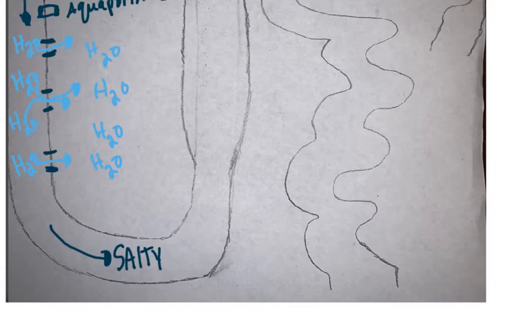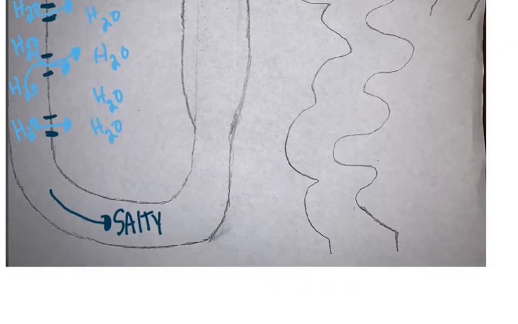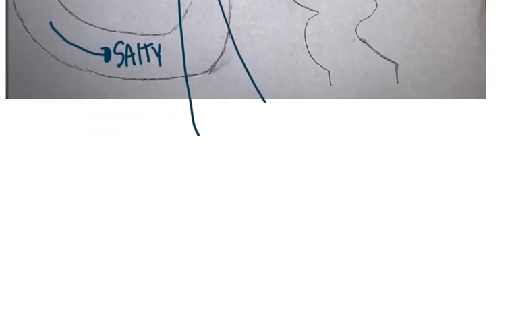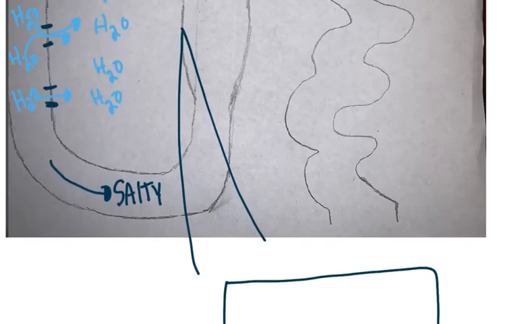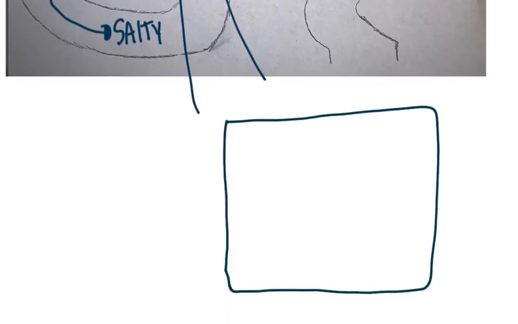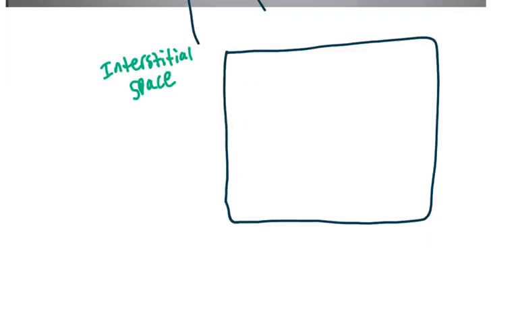However, once we start going up the ascending loop of Henle, let's zoom into one of our cells here, and say this is an ascending loop of Henle cell. Let's write this: the interstitial space is over here, and we'll label this part as the lumen. So this is the lumen of our ascending loop of Henle.